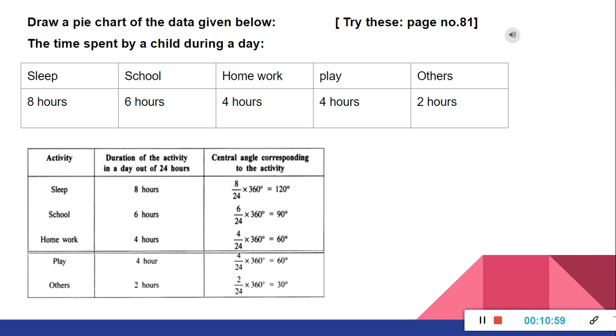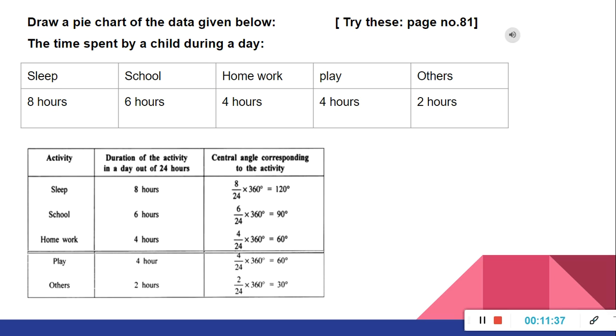So for that, draw a table. In the first column write the item, in the second column hours, and in the third the fraction into 360. We will get the central angle, isn't it? So first one is sleep, that is 8 hours. Fraction means we need the total. How many total hours are there? We know that one day means 24 hours. So 8 upon 24, that is 1 upon 3, into 360, that is equal to 120 degrees.